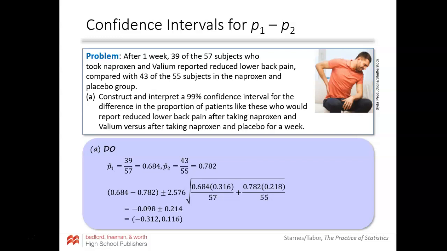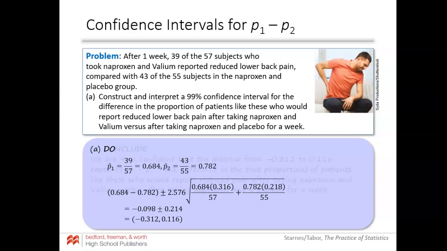All right, now it's time to calculate, everyone's favorite part. So you have P hat 1, which is 39 out of 57, written as a decimal. And then you have P hat 2, which is 43 out of 55, written as a decimal. So when I substitute those values into our formula, we end up with that giant mess. Now, again, the formula is given to you, kind of. You have the template for what a confidence interval is, and then you have all the pieces of the formula on the other page. So our confidence interval calculates down to negative 0.312 to 0.116.